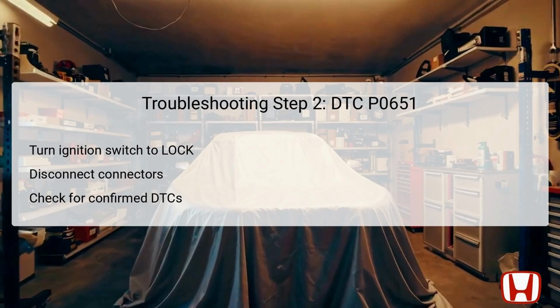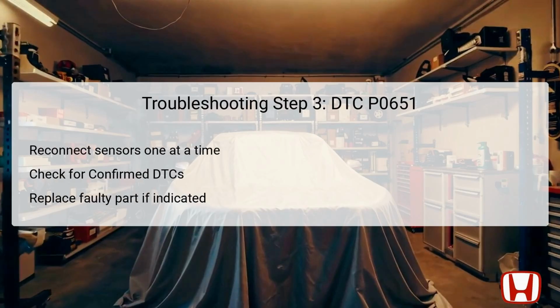If the code does not appear, this suggests that the failure may lie within one of the disconnected components, prompting further checks in subsequent steps. The third troubleshooting step for DTC P0651 involves a targeted check of the individual sensors.